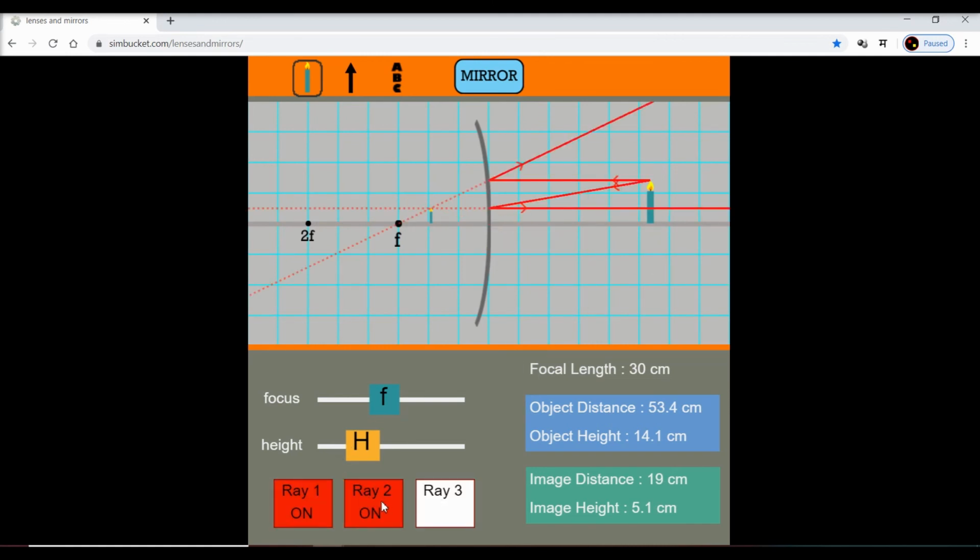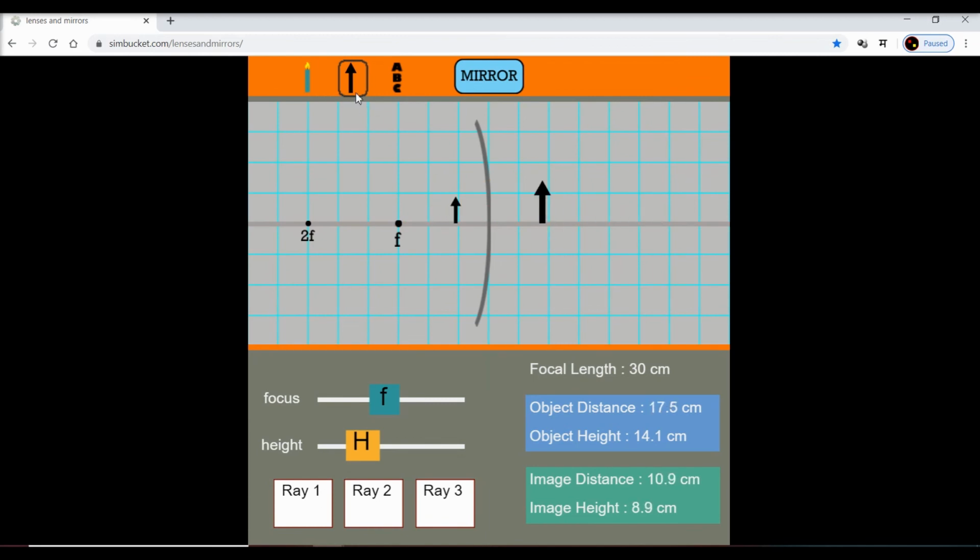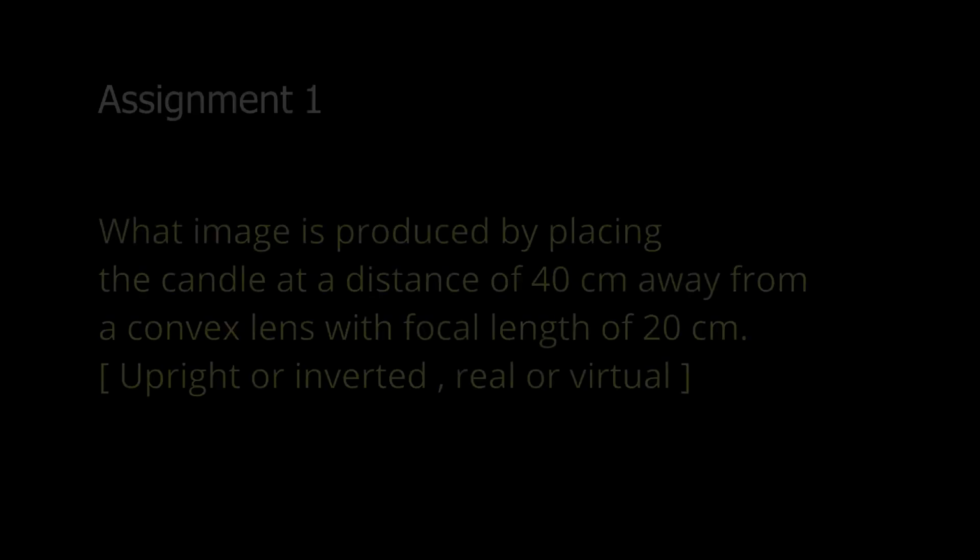Now that you know how to use simulation for ray diagrams, try these assignments with the help of simulation.